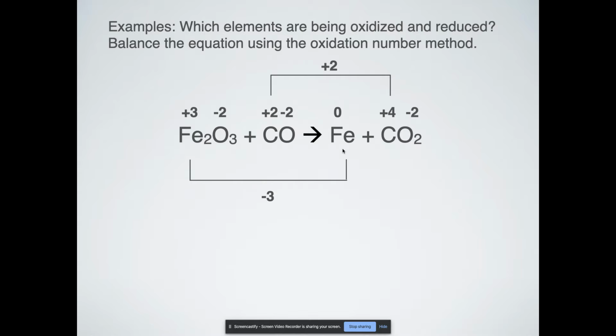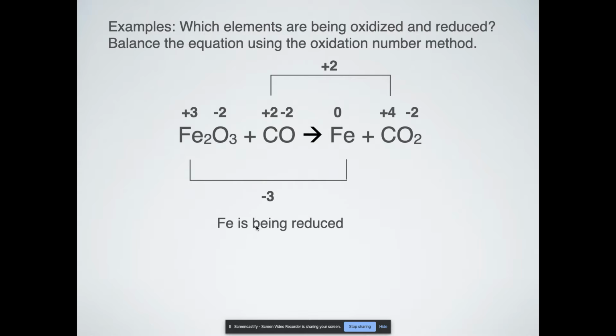Now I need them to be the same number. And so the only way to do that is to make them all 6. So that means that I would want this to be a -6 overall, and I would want this to be a +6 overall. So how can I go about doing that?